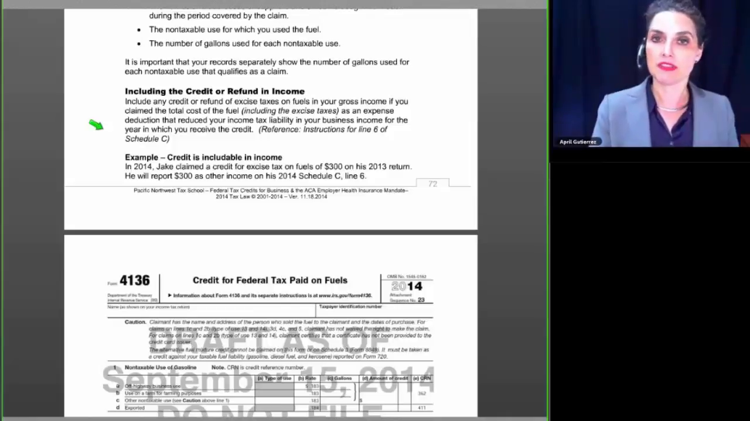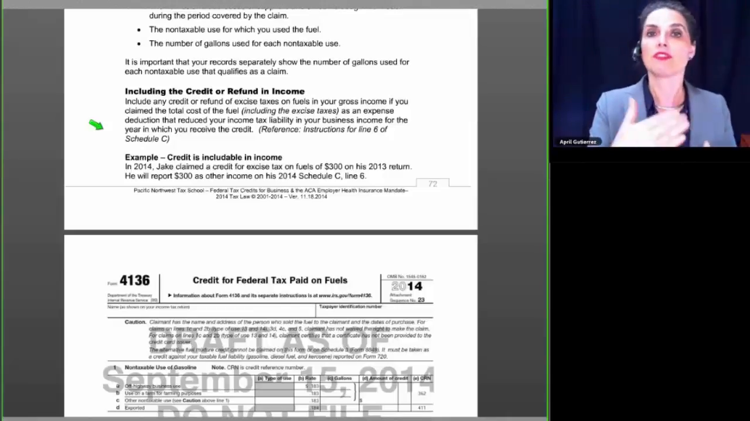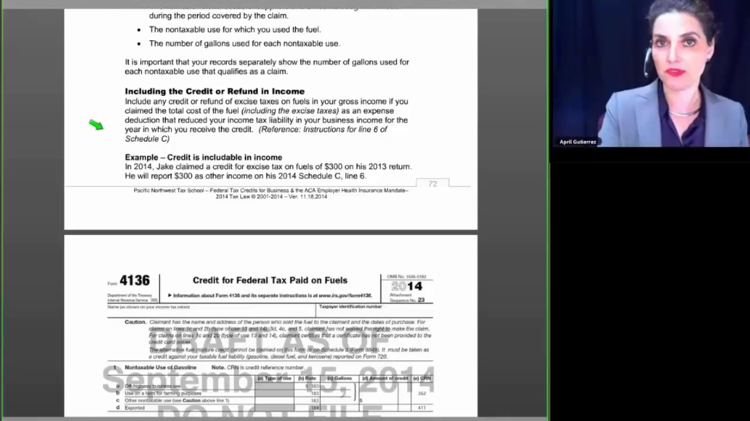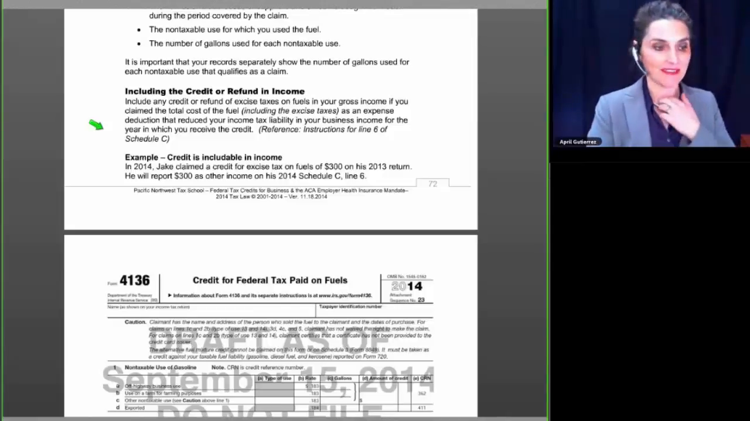The business claims a deduction when it buys the fuel. When it files the 1040 return or the business return at the end of the year, it claims a credit for the tax paid on that fuel. That credit is going to be issued as a refundable credit to the business. The next year, the business has to include that refundable credit as income on its tax return again.